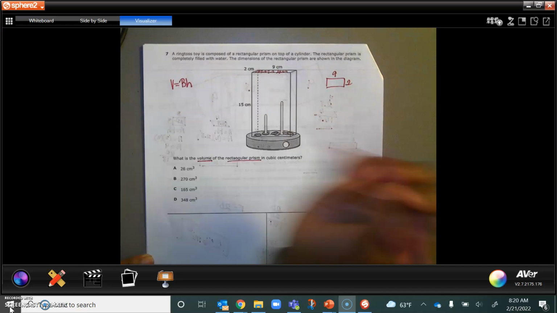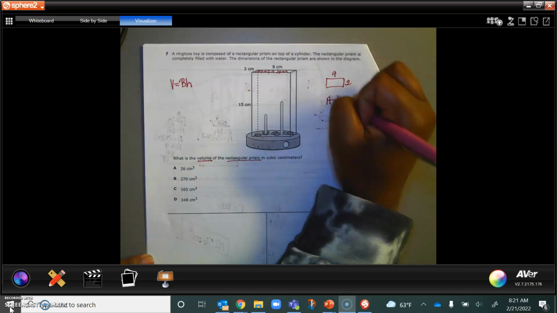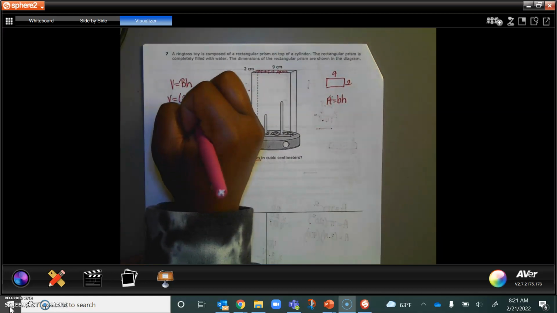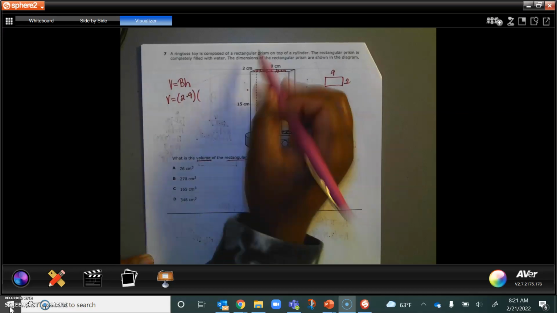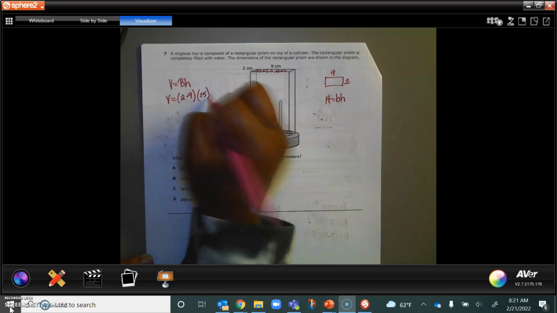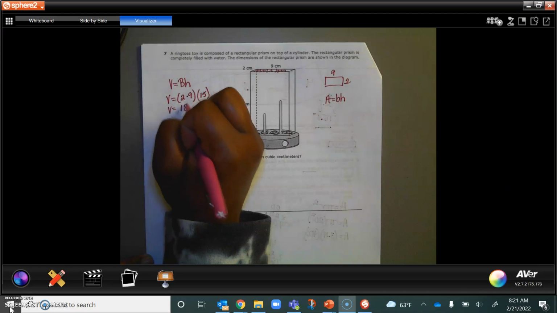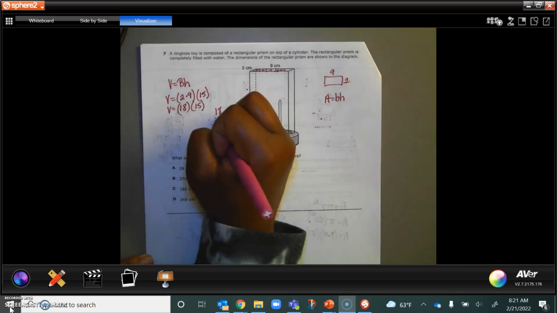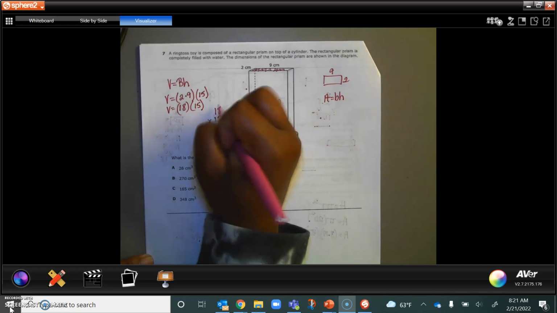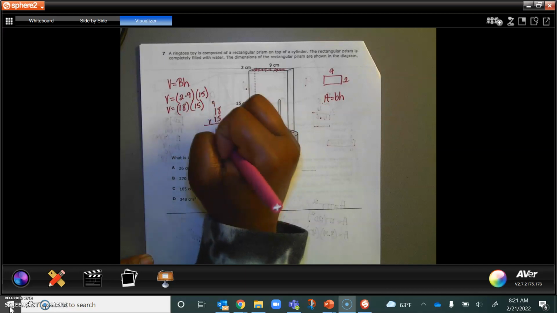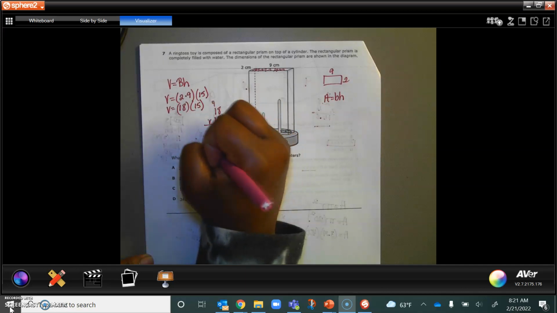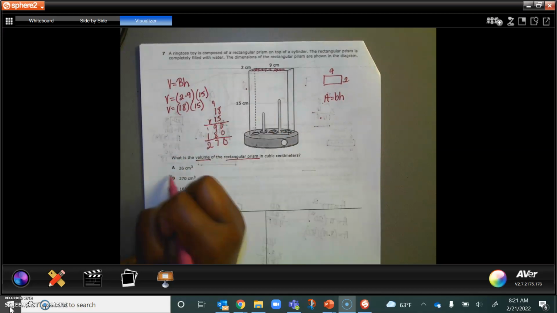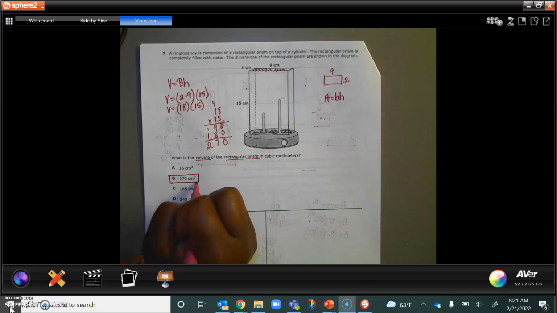Okay, so I need to remember that the formula for area of my base is base times height because that is a rectangle. So I have 2 times 9 times the height of the prism, which is 15. 2 times 9 is 18. So now I have 18 times 15, which gives 270 cubic centimeters.